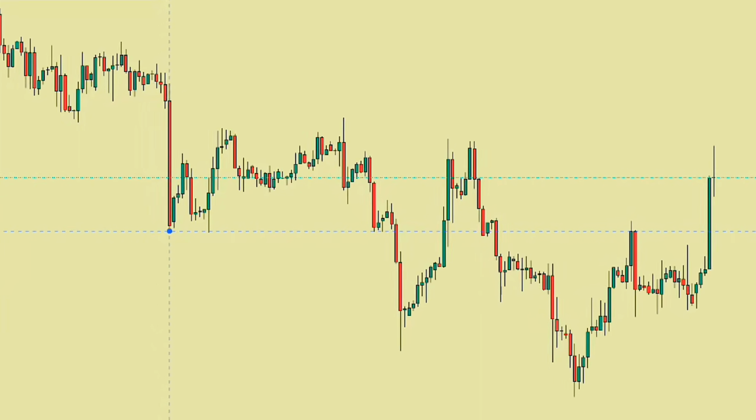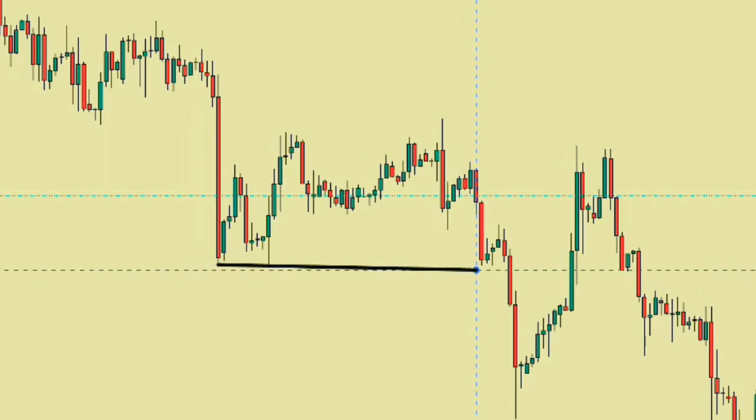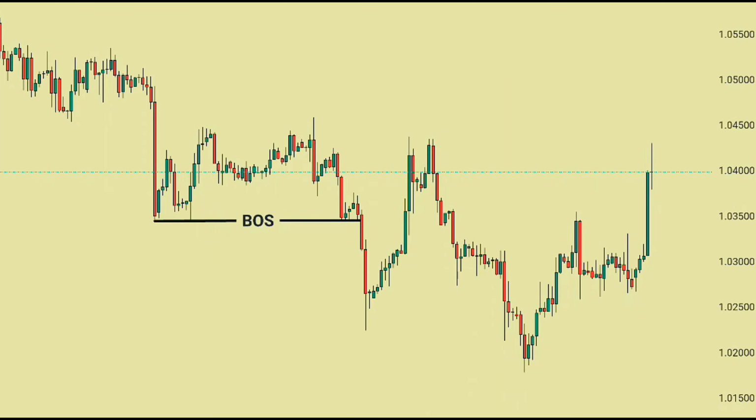Now let's focus on the bearish break of structure. Before this point, price was moving upward and forming higher lows, which means buyers were in control. But here, we can see a strong bearish move that breaks the previous higher low. This break is important because it changes the market direction. When price breaks a significant low in an uptrend, it shows that sellers are becoming stronger and buyers are losing control. This is called a bearish break of structure.